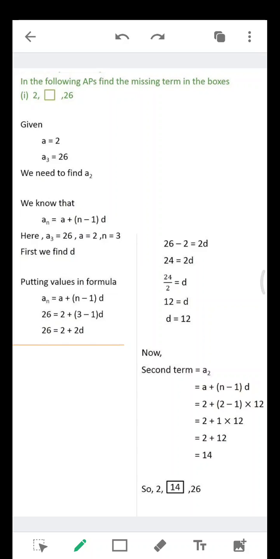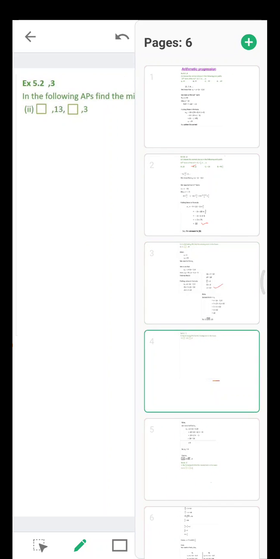Second term is A2, we'll apply the same formula, A plus N minus 1 into D. So A is 2, N is 2, because we are finding the second term. 2 minus 1 into D, what is our D value? D is 12. Simplifying this, we'll get the second term as 14. So this is the way we can find any term of the series.